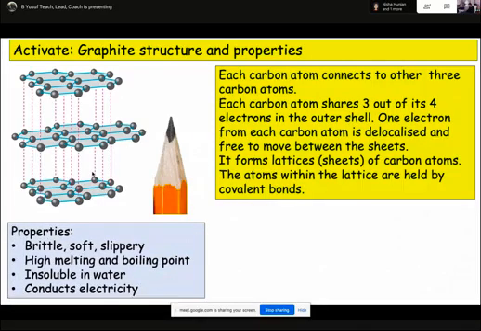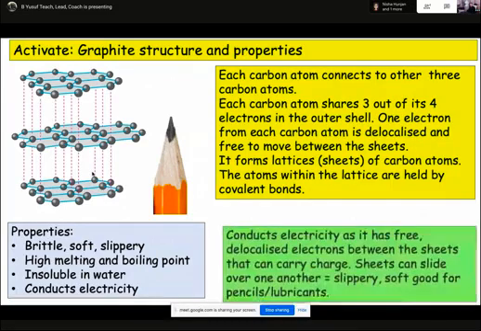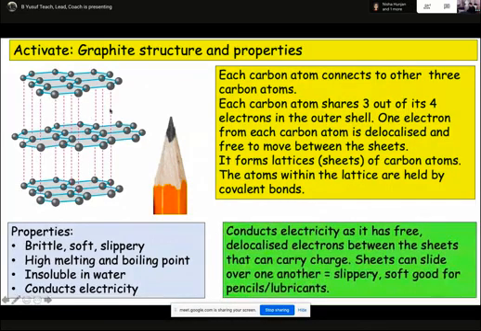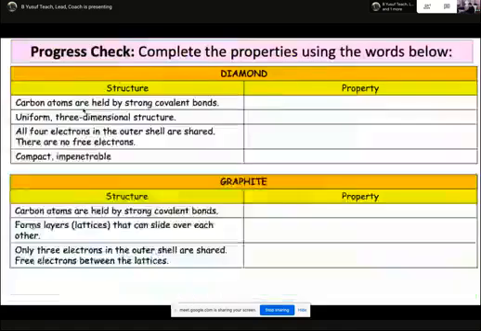It can slide. However, just like diamond, it still has a high melting point and boiling point. And just like diamond, it does not dissolve in water. But it's different by the fact it conducts electricity. And this is because you've got 1 free electron, a delocalized electron, which can actually move between the graphite sheets. So that was a very, very quick recap. But as I say, if you want to spend more time going through that, please watch the video again.